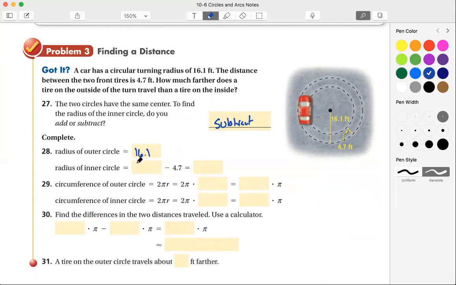So the radius of the outer circle is 16.1. So the radius of the inner circle is going to be 16.1 minus 4.7, which is 11.4. So the circumference of the outer circle is 2 pi r, or 2 pi times 16.1, or 32.2 pi. Inner circle, 2 pi r is 2 pi times 11.4, which is 22.8 pi. So when we subtract, we get 32.2 pi minus 22.8 pi, which is 9.4 pi, or about 29.53097094. So it must travel 30 feet further.